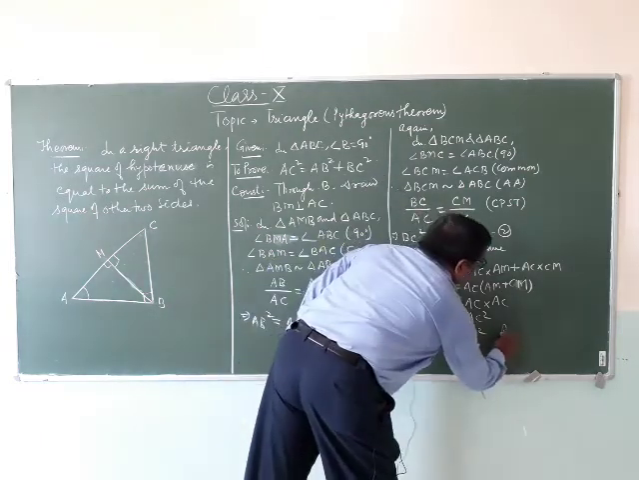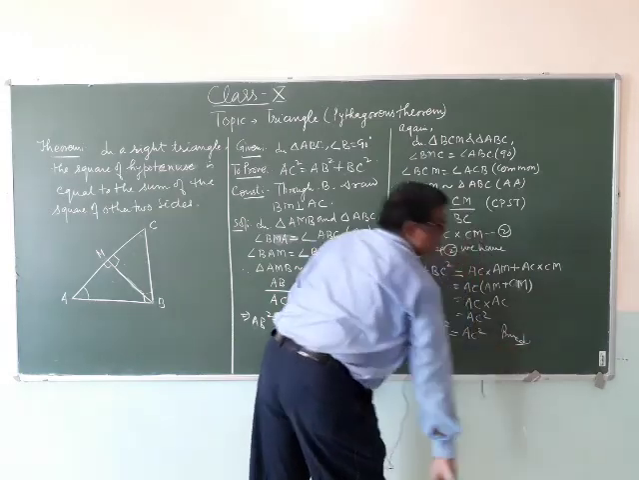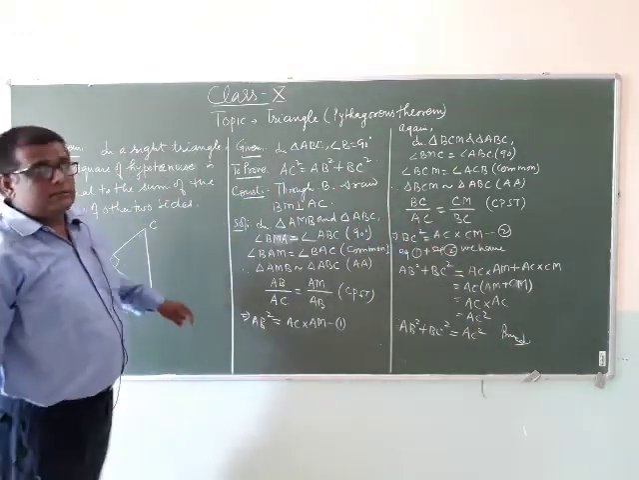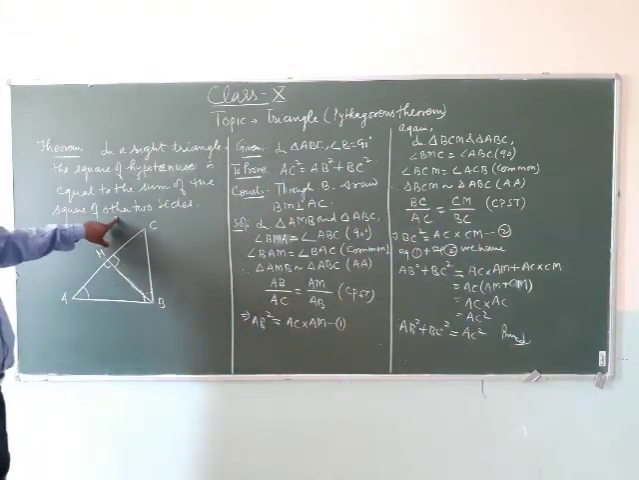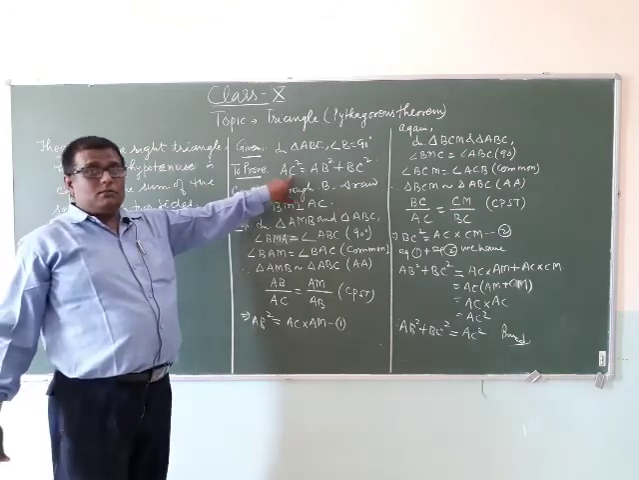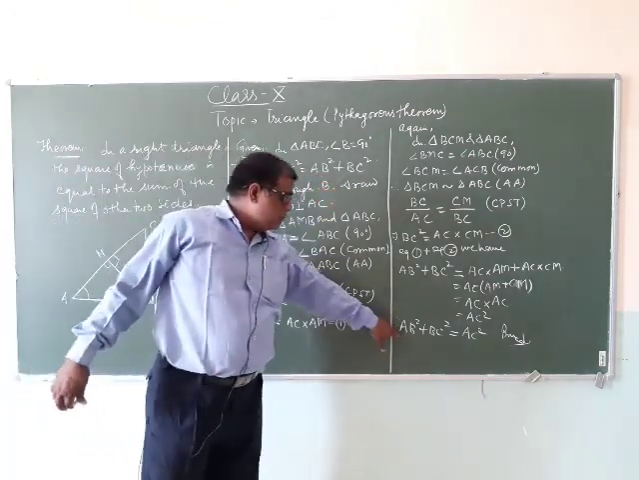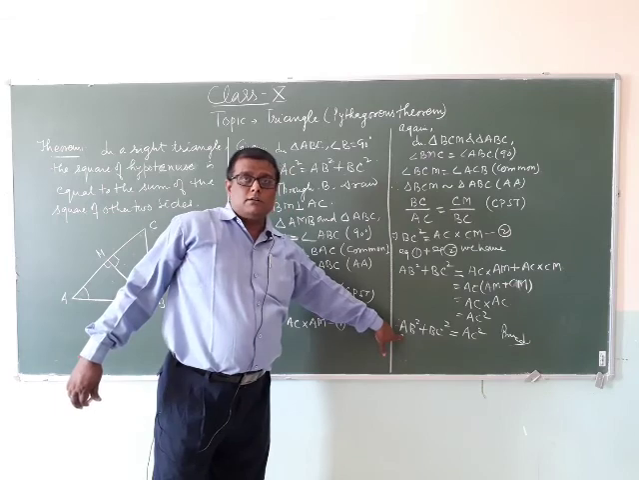This is our proof. Now look here, what is our proof? AC square is equal to AB square plus BC square, and we have to prove AB square plus BC square is equal to AC square.